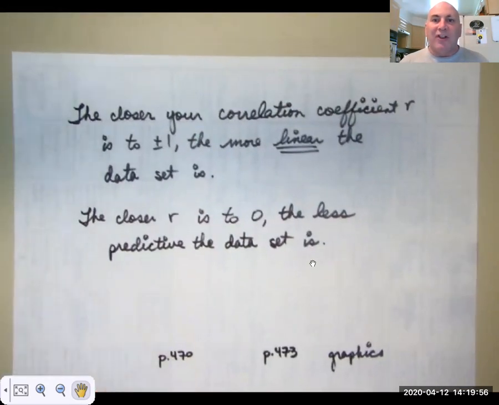The closer your correlation coefficient is to +1, the more linear the data set is. Conversely, the closer it is to 0, the less linear your data set is, and hence the less predictive your regression line is. In other words, that line that we're going to try to pass through the data set, because we want to make predictions for different values of X. What would Y be? If r is close to 0, then those predicted values are not going to be very helpful to us.